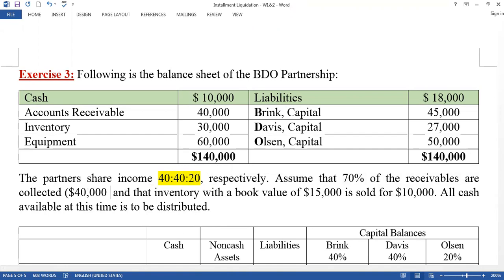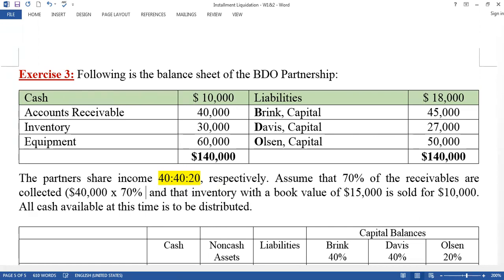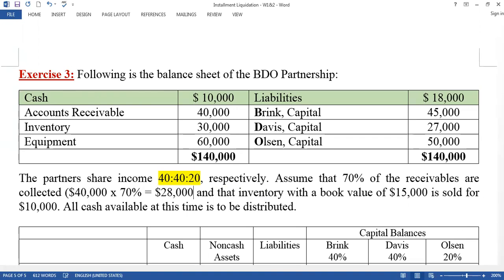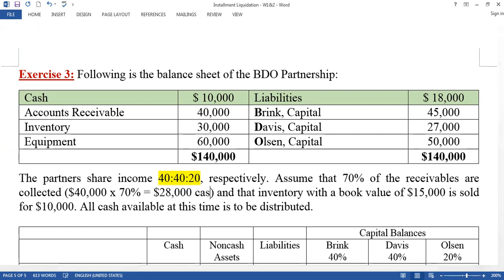We have $40,000 in receivables, right? And from here, not all is collected, only 70%. That means $28,000 collected. If $28,000 is collected, what is the remaining? From $40,000 as the total amount, we only collect $28,000, so the remainder is not yet collected. This is related to cash. That means we collect cash.